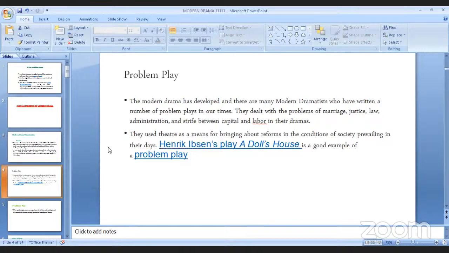The modern drama has developed, and there are many modern dramatists who have written a number of problem plays in our times. They dealt with the problems of marriage, justice, law, administration, and strife between capital and labor in their dramas. They use theater as a means for bringing about reforms in the conditions of society prevailing in their days. Henrik Ibsen's play A Doll's House is a good example of a problem play. Please remember, Henrik Ibsen's play A Doll's House is a good example of a problem play.